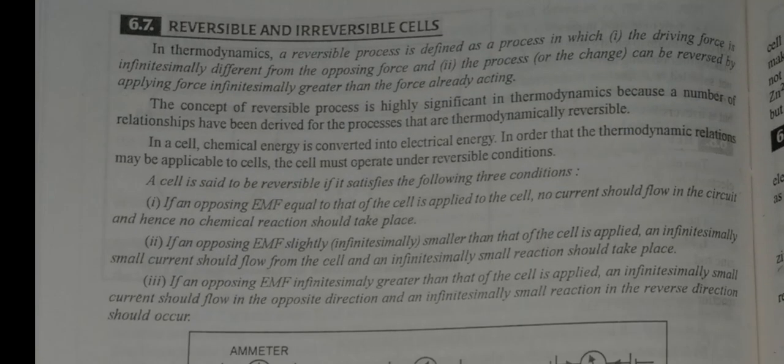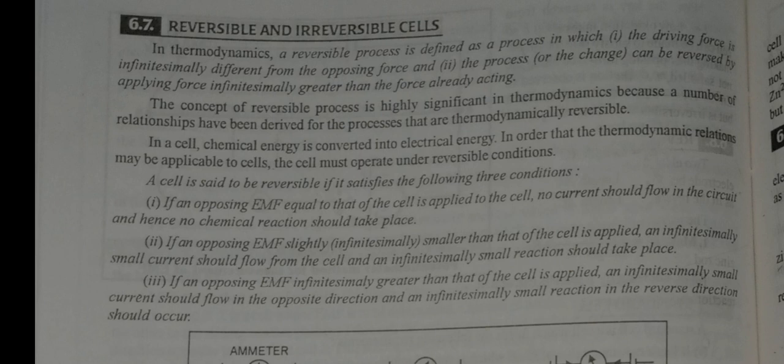Reversible and irreversible cell. In thermodynamics, a reversible process is defined as a process in which first, the driving force is infinitesimally different from the opposing force, and second, the process can be reversed by applying force infinitesimally greater than the force already acted. The concept of reversible process is highly significant in thermodynamics because a number of relationships have been derived for the processes that are thermodynamically reversible. In a cell, chemical energy is converted into electrical energy. In order that the thermodynamic relations may be applicable to cells, the cell must operate under reversible conditions.